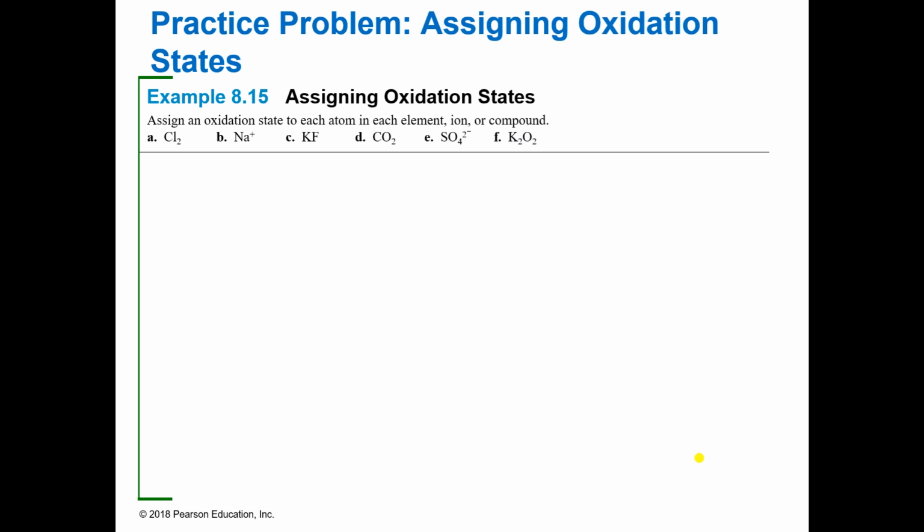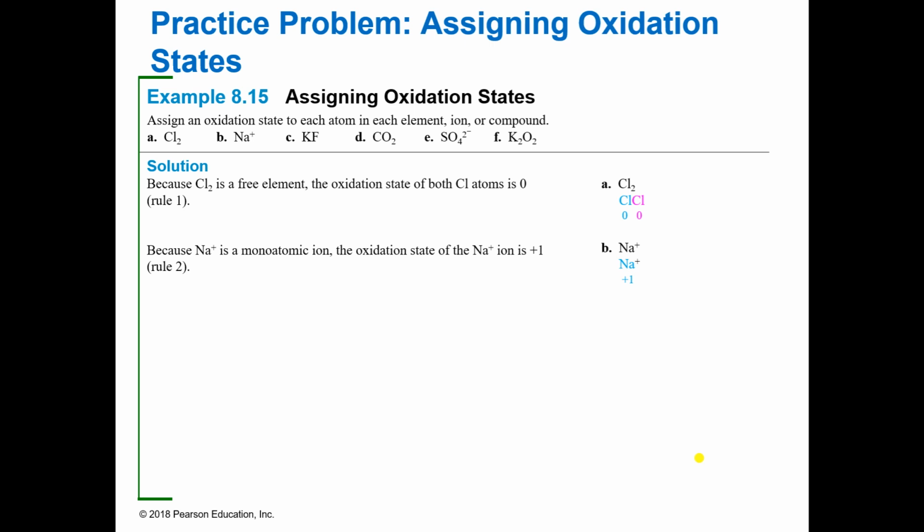So here are just a few examples of assigning oxidation numbers. If we look at Cl2, because Cl2 is a free element in its standard state, just as it appears in nature, its oxidation number will be 0. Remember, Cl2 naturally occurs as a diatomic. Next, Li is a monoatomic ion. Because it's a monoatomic ion and a group 1 metal, it will take on an oxidation number equal to its charge, which is +1.